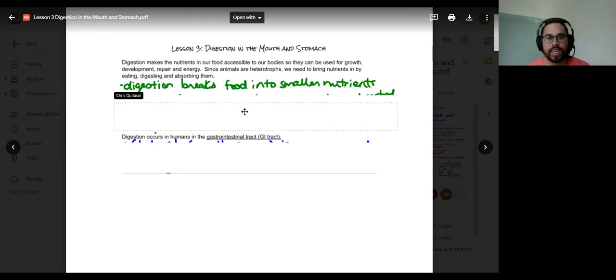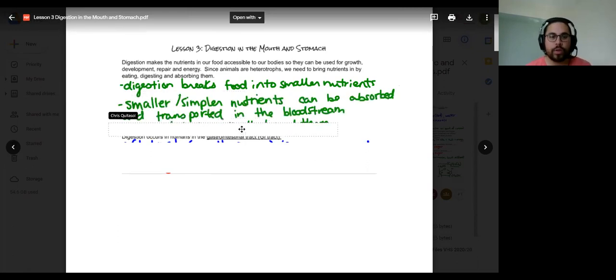So the first thing is that we need to recognize that food needs to be broken down into smaller bits. We do that by chewing. I'll go into more detail with regards to the specifics as we go, but we chew our food, it breaks it down into smaller pieces. We then have those smaller pieces transported and absorbed by the bloodstream.